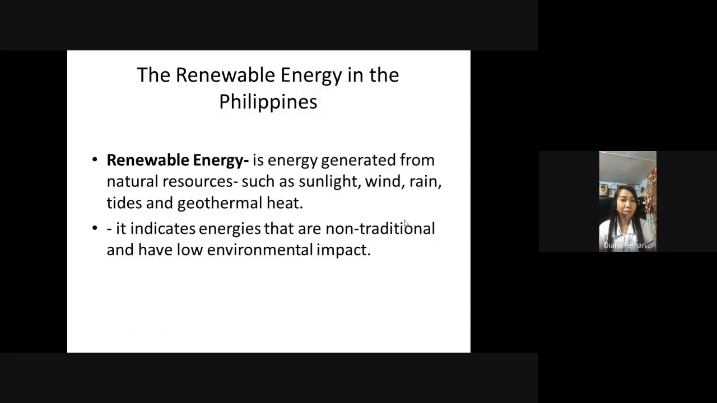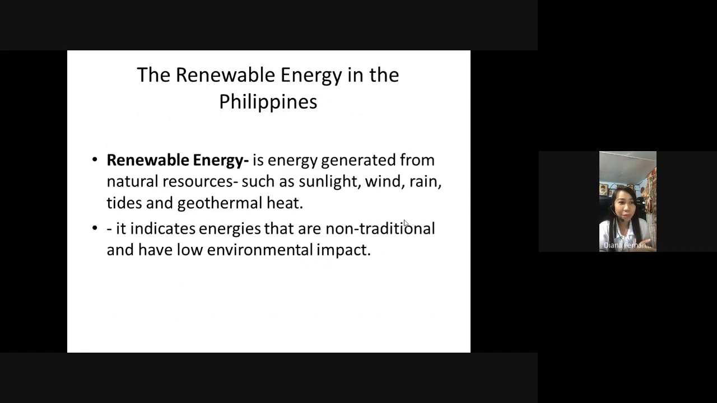May tanong ba kayo dun sa ating forms of energy? No more. Okay, so since you do not have a question, then let us proceed to the renewable energies. Ano ba yung mga renewable energy or tinatawag natin na alternative forms of energy? It is energy generated from the natural resources such as sunlight, wind, rain, tides, and geothermal energy. Pag sinabi nating alternative, it means it is not permanent. Kumbaga, makakatulong lamang siya para magkaroon tayo ng second option.